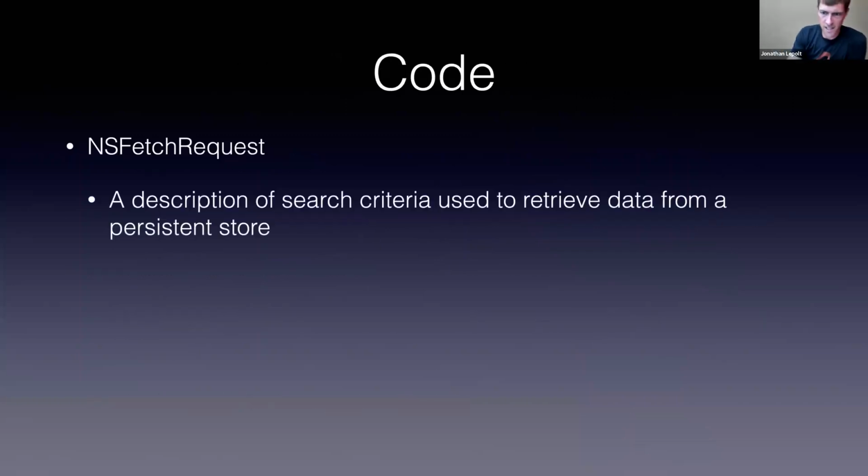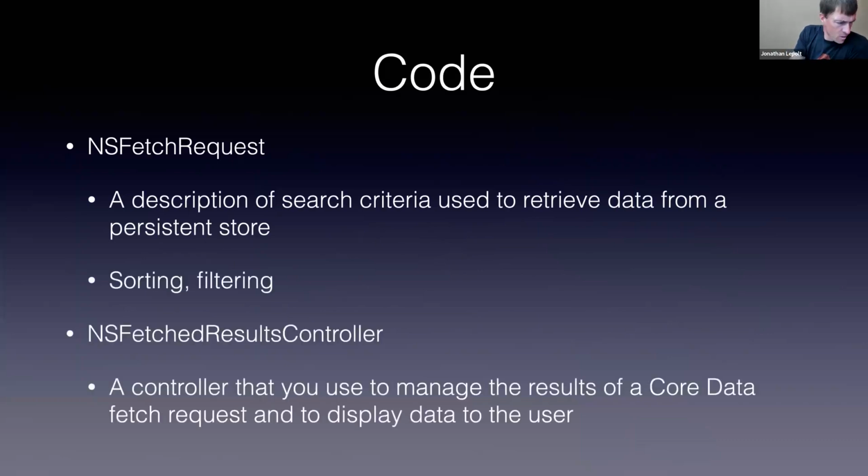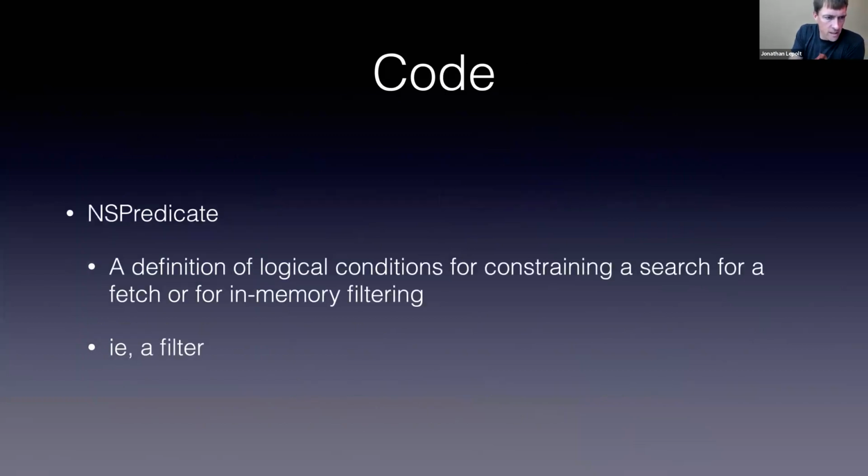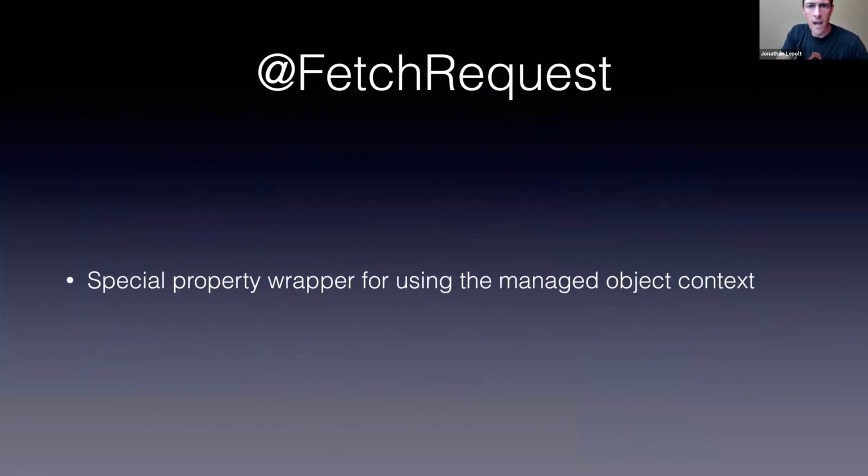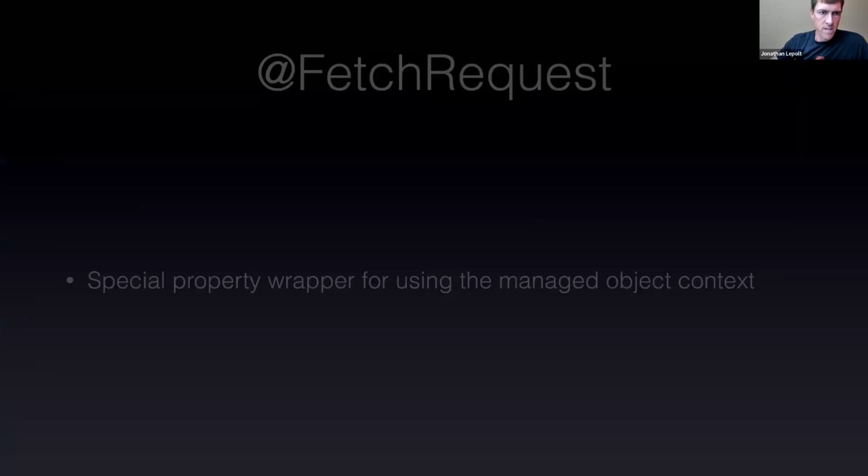Yeah, NSFetchRequest. So this is again from the docs. It's just what you're searching for in the database. The fetch results controller, I don't know why this is coming afterwards. I think I skipped over these slides. You guys are good at this stuff. Predicate, it's a filter. Fetch request, this is the property wrapper for using the managed object context.